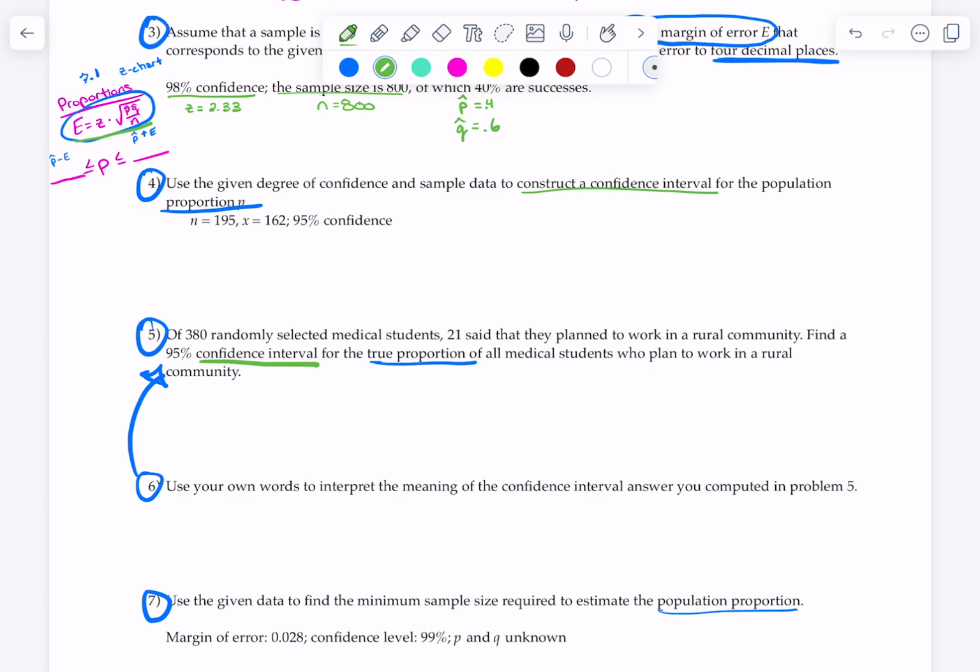2.33 times the square root of P hat Q hat, all over N, which is 800. P hat is 0.4, Q hat is 0.6. Well, let's just do that. That makes sense, right?